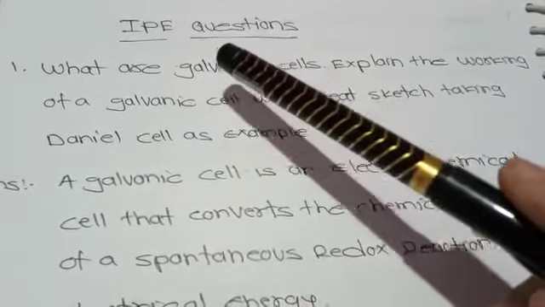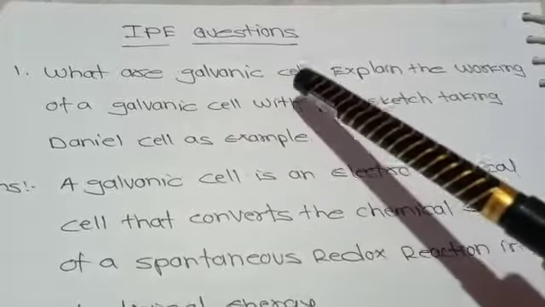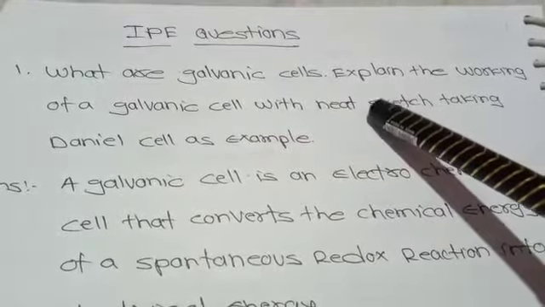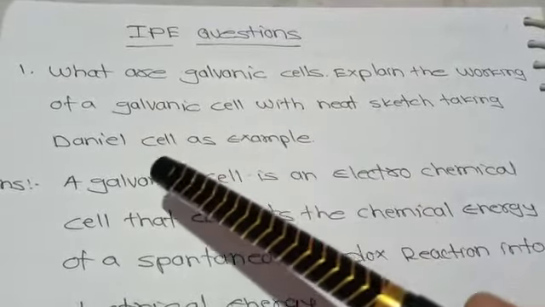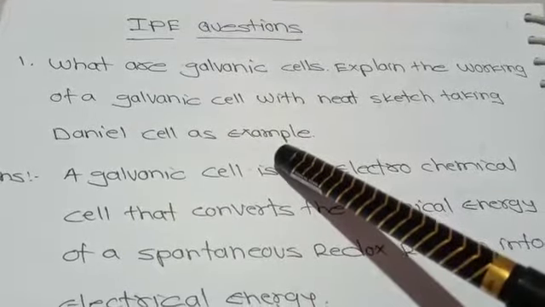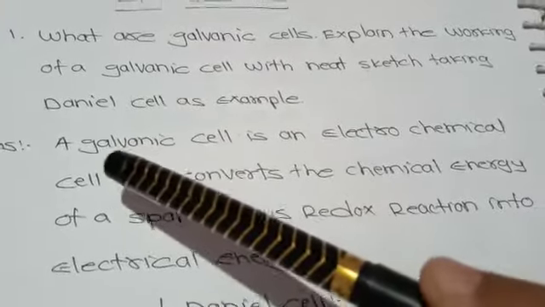So what do we have? We have to explain what galvanic cells are, and also we have to explain how the galvanic cells work by taking an example of the Daniell cell. Now let us see what a galvanic cell is.